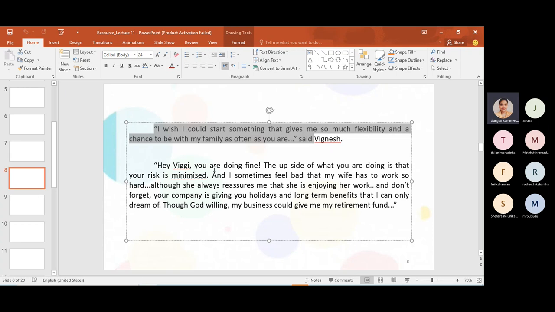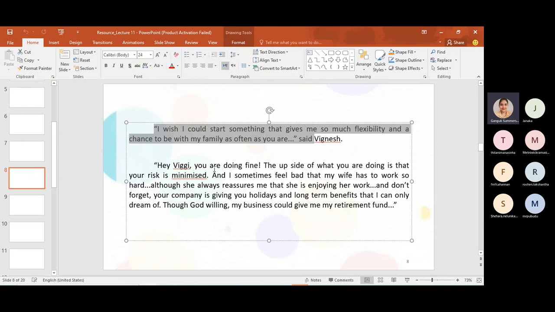But if you think about starting up a business or running a business, that is flexible, because you can decide at what time you are going to open the shop. Likewise, you have the ability to take decisions since it is your business, right? So Karim has that flexibility because he is running his own business, but Vignesh doesn't have this flexibility because he is working in a company.